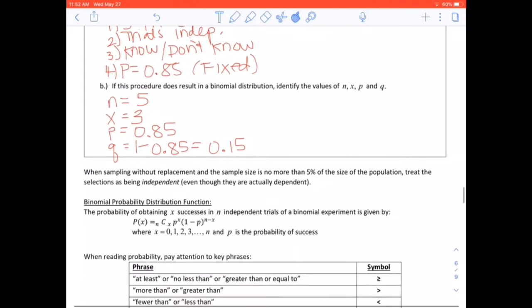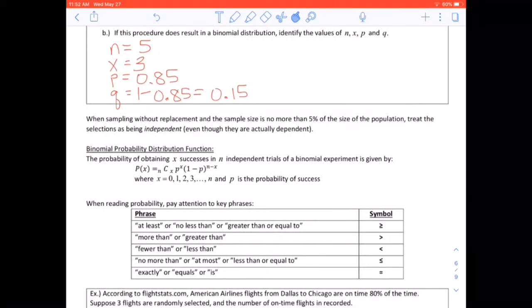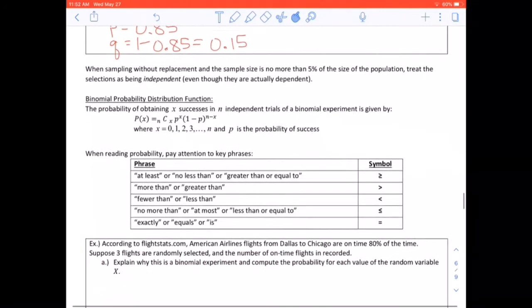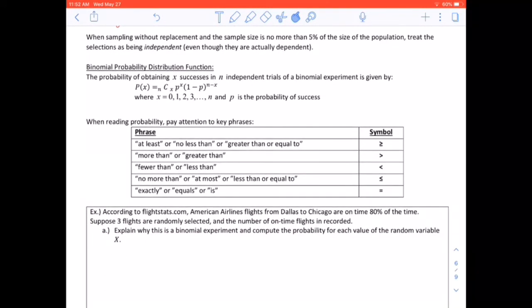So this is what we're going to have to identify before we start any other example that has us continuing on with this process. So when sampling without replacement and the sample size is no more than 5% of the population, treat the selections as being independent even though they are actually dependent. So definitely something we need to know. So we have a binomial probability distribution.